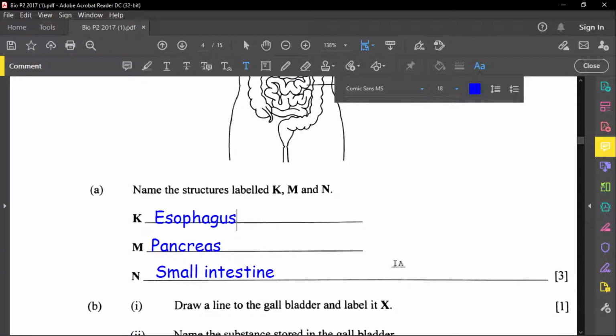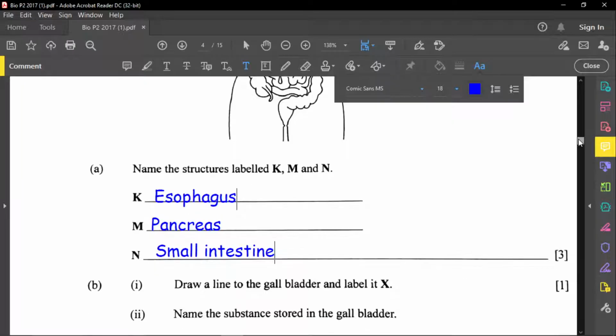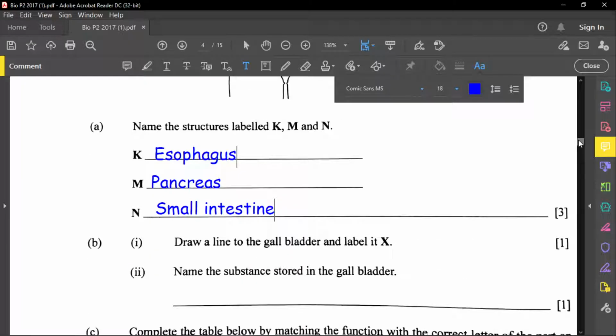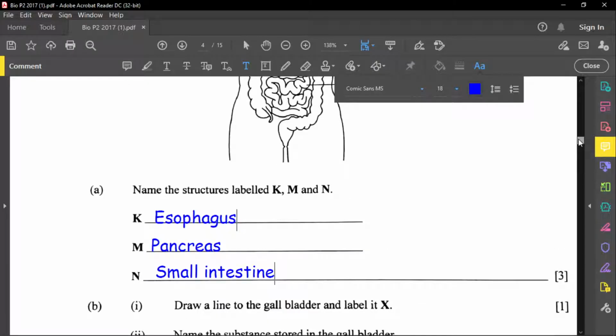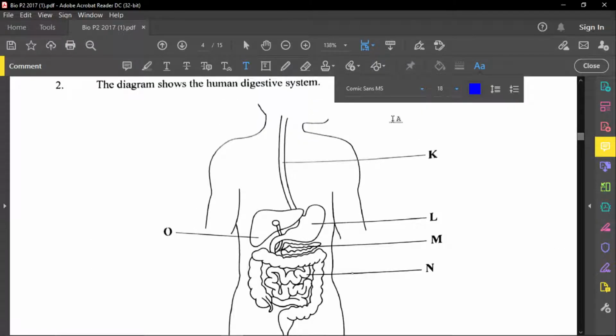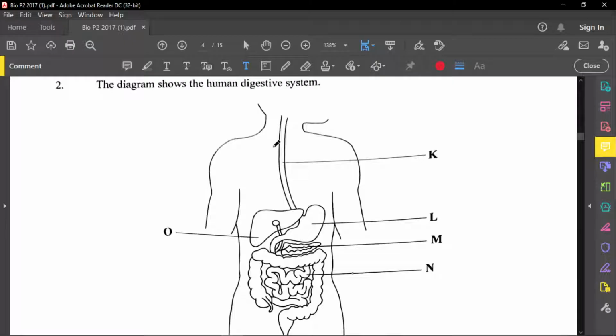All right, so good. Now for part B of this question, it said draw a line to the gallbladder and label it X. So the gallbladder, which is the part that's storing bile, it will be here, and so we could label that X. All right, so that is your gallbladder. All right, so our next part of the question.